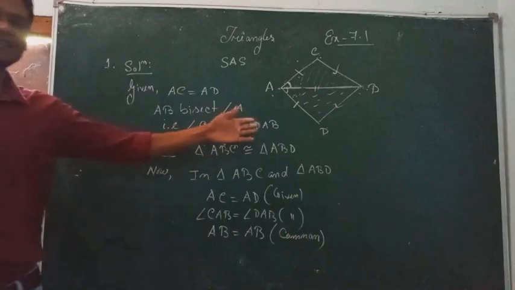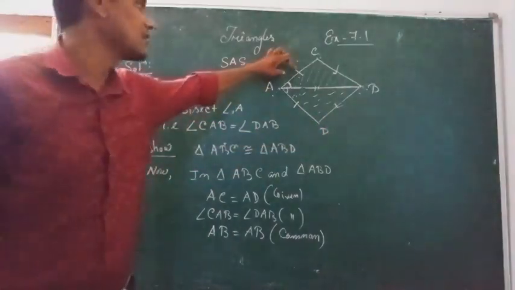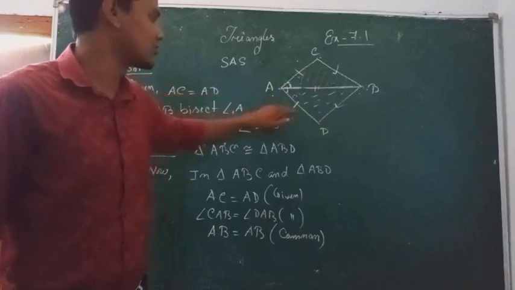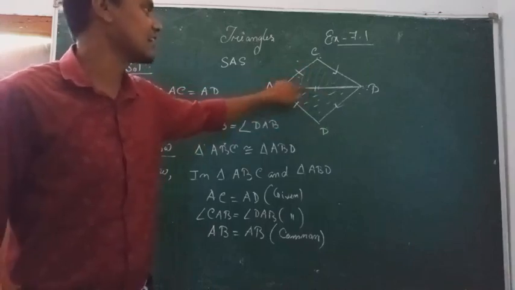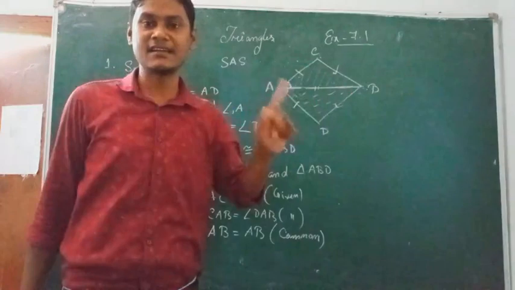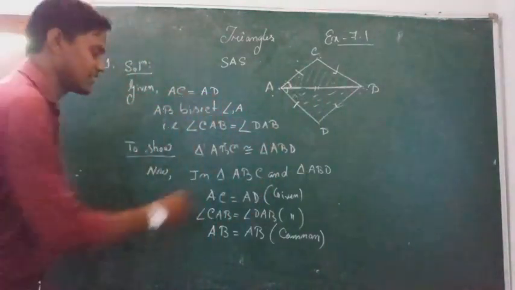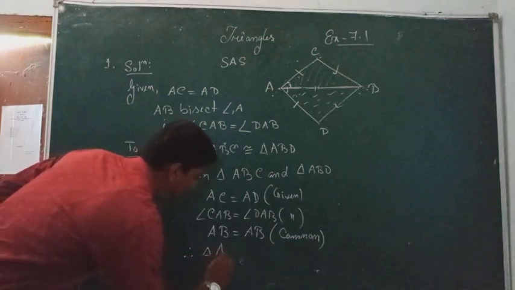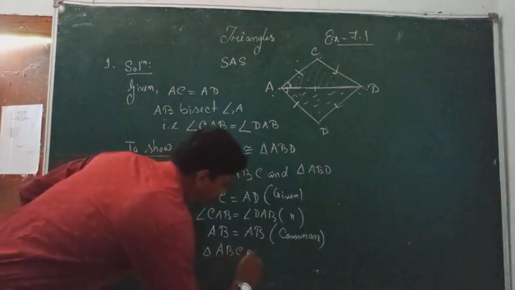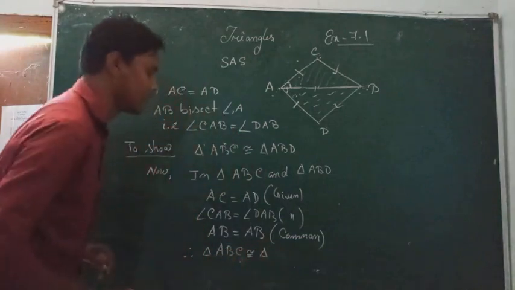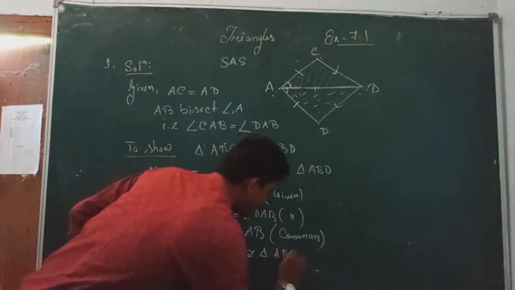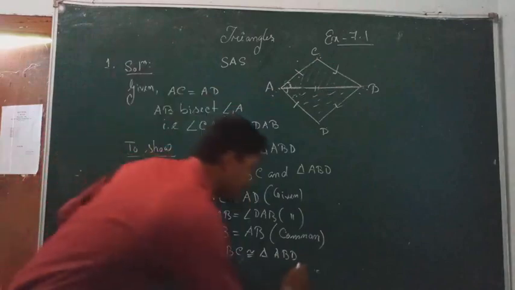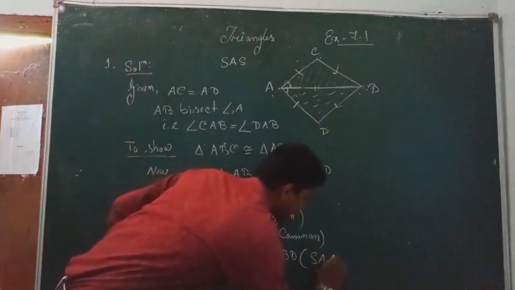Okay, so now you can see the criteria has been fulfilled. That is side, this is side, this is angle, and this is side. For the lower triangle also, this is side, this is angle, this is side. So as far as the side angle side criteria, I can say that both the triangles are congruent. Therefore, I can say that triangle ABC is congruent with triangle ABD. So this is how we can show that two triangles are congruent. The rule I have used here is the side angle side rule.